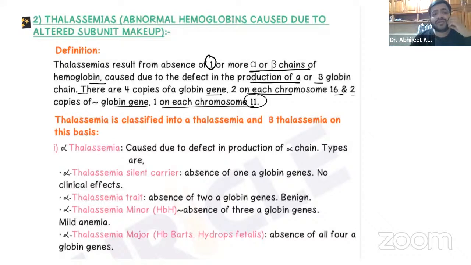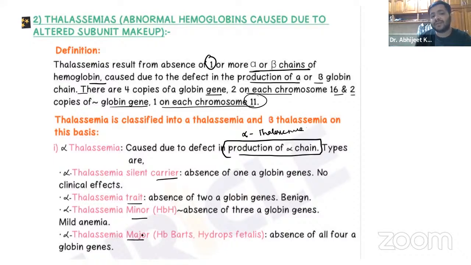Now, what are the different types of thalassemia? The very first one, that you already know, is alpha thalassemia. Alpha thalassemia is caused due to a defect in the production of the alpha chain, and we have various types of this alpha thalassemia. We have the carrier of the alpha thalassemia, the trait, the minor, and alpha thalassemia major.